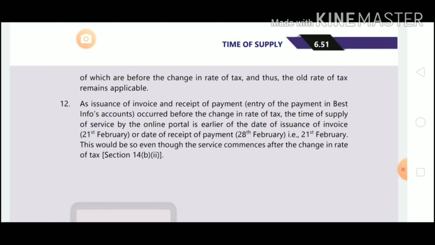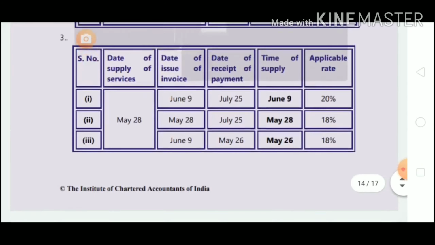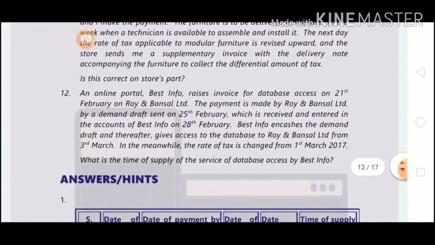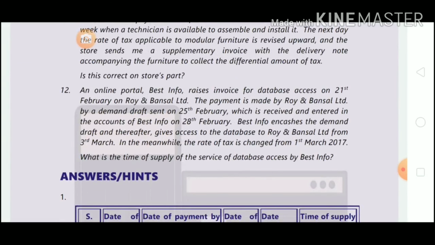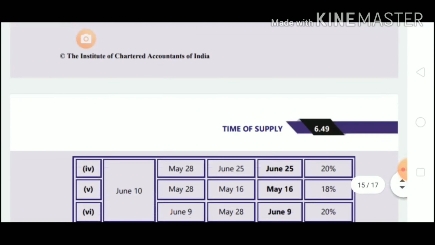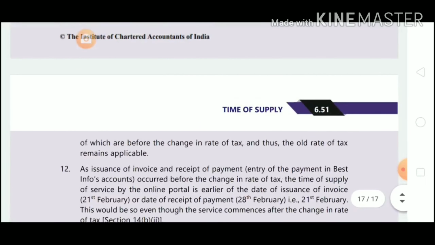See in this case, see the question once. Payment was made on 25th Feb, but it was entered in the accounts on 20th Feb. So we have to take the earliest. Okay, we have to take not the date of payment, but the date of receipt of payment. So I'm reading the answer again, okay?